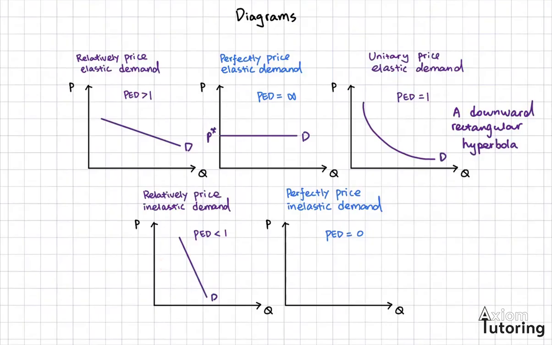And real-life examples include petrol or gasoline. People still need to drive even after the price increases. And cigarettes that are highly price inelastic due to addiction, as well as basic food items like bread, salt, cooking oil, everyday essentials with very few substitutes. Even if the price rises, people still buy almost the same amount.